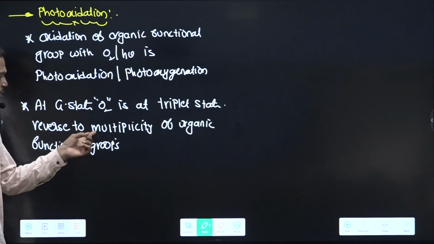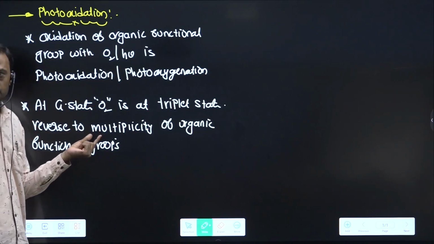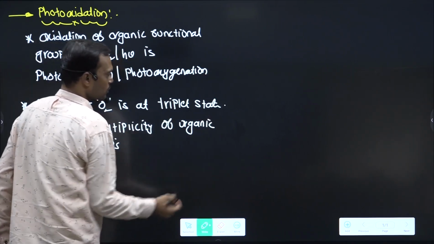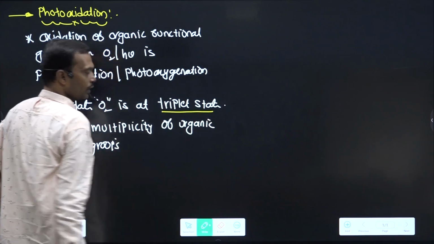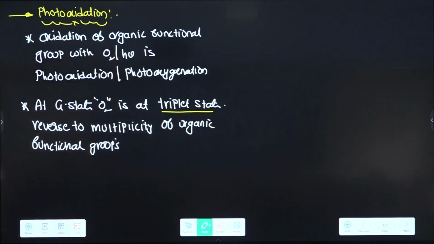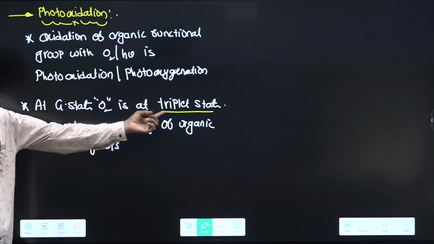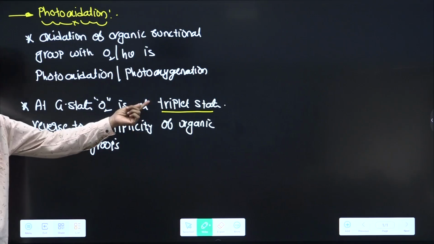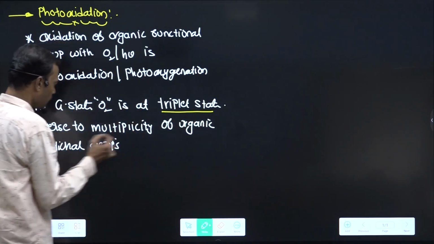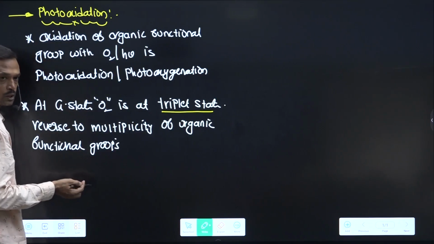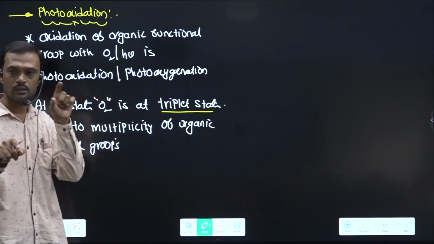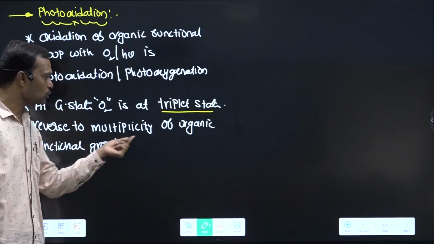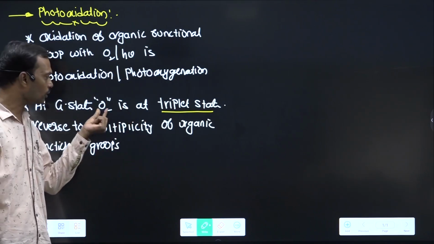All organic functional groups have a singlet multiplicity, but molecular oxygen has what multiplicity? Triplet state. Molecular oxygen multiplicity is triplet. It is not singlet. At ground state, oxygen is at triplet state, not at singlet state. It is quite opposite to the multiplicity of organic functional groups. If reagent and substrate both have the same multiplicity, then only oxidation is possible. Organic functional groups are singlet, but molecular oxygen is what?